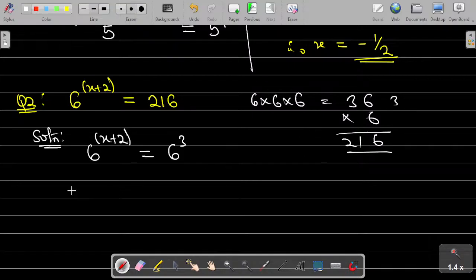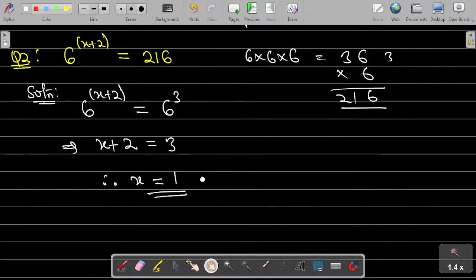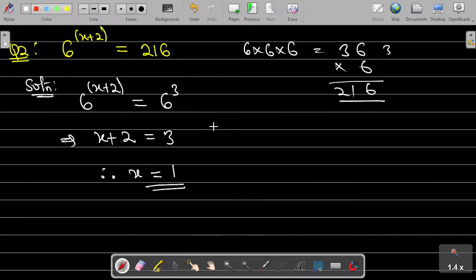And that completes our solution, which is going to give the powers to be equal. So x plus 2 is equal to 3. Therefore, our x alone is equal to 3 minus 2, because it will come over, and that is equal to 1. So that is the solution for question 2. We can probably try to do question 3 here.